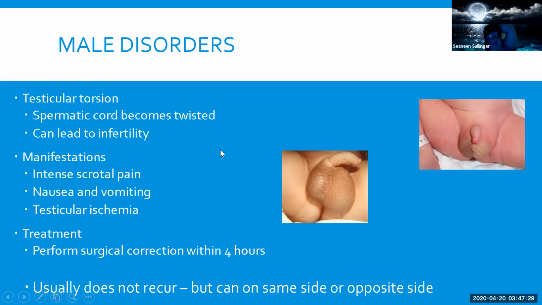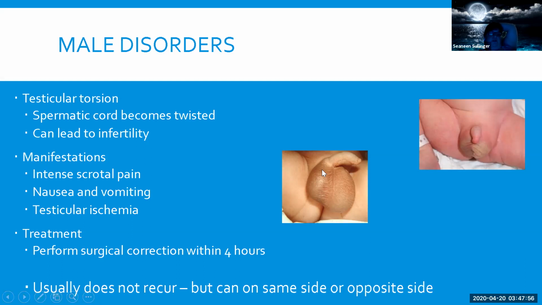Here are some pictures of testicular torsion in infants. So the spermatic cord becomes twisted and cuts off the circulation to the testicle, which can lead to infertility. So in this picture, you can definitely see the paleness there. And then this is more dark. This is darker, and so it's being pulled upwards because it's twisted on itself.